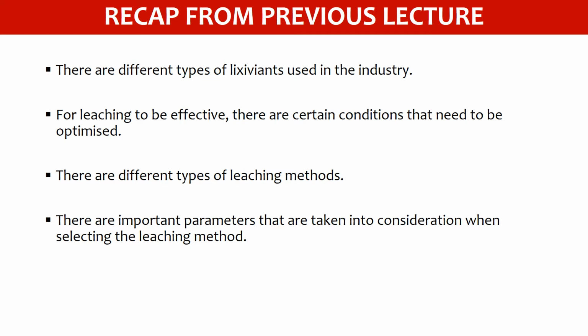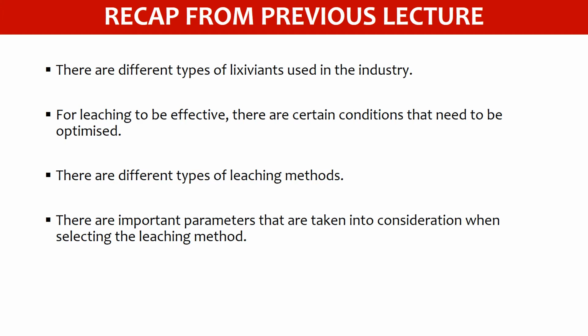Now, just a recap from our previous lecture, we understood that there are different types of lixiviants that are used in the industry, and we gave a few examples such as your cyanide, such as your sulfuric acid, you have ammonia, and a lot of other examples. And then we discussed that for leaching to be effective, there are certain conditions that need to be optimized. We are also going to be looking at some of those conditions again as we now further narrow down the process of leaching to the gold cyanidation process.